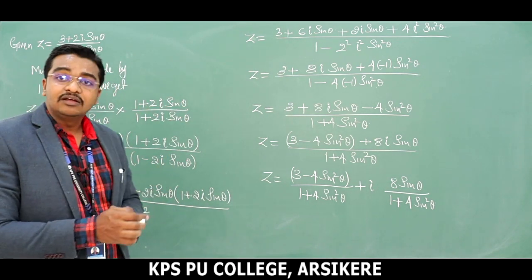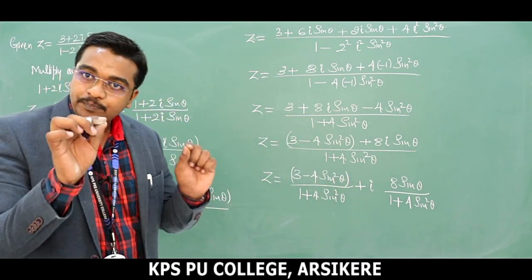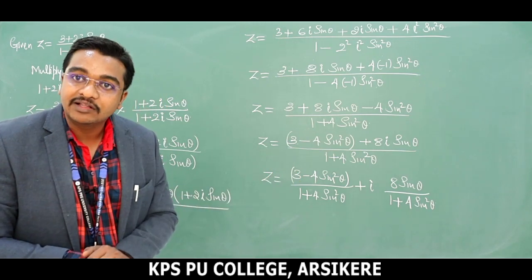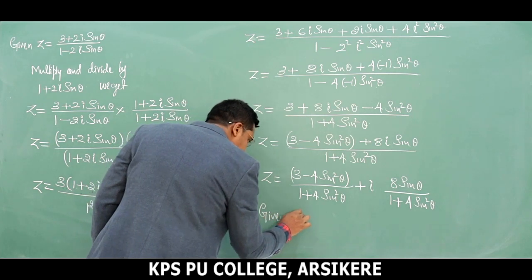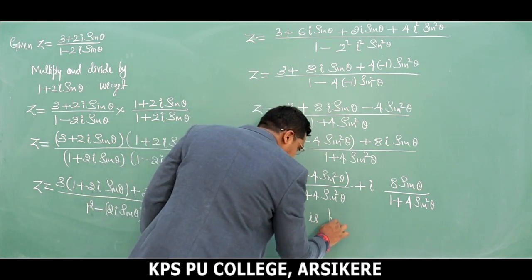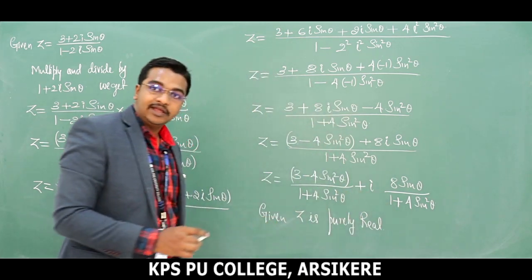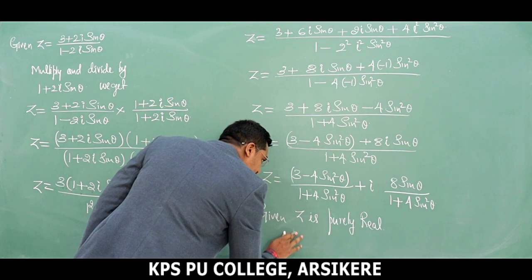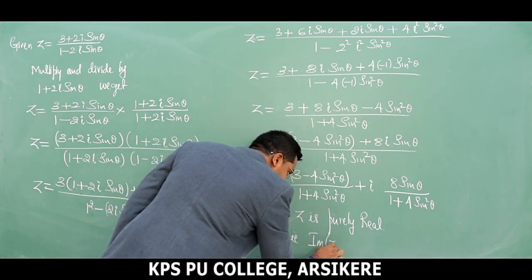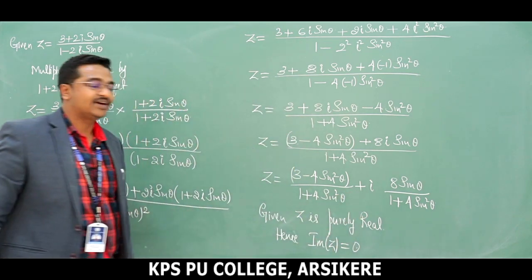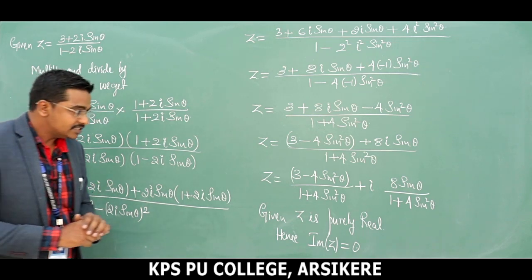So what is given? This complex number is purely real. So purely real means the imaginary part becomes 0. Given z is purely real, so purely real means, hence, Im of z is equal to 0. Im of z is nothing but the imaginary part of z is 0.